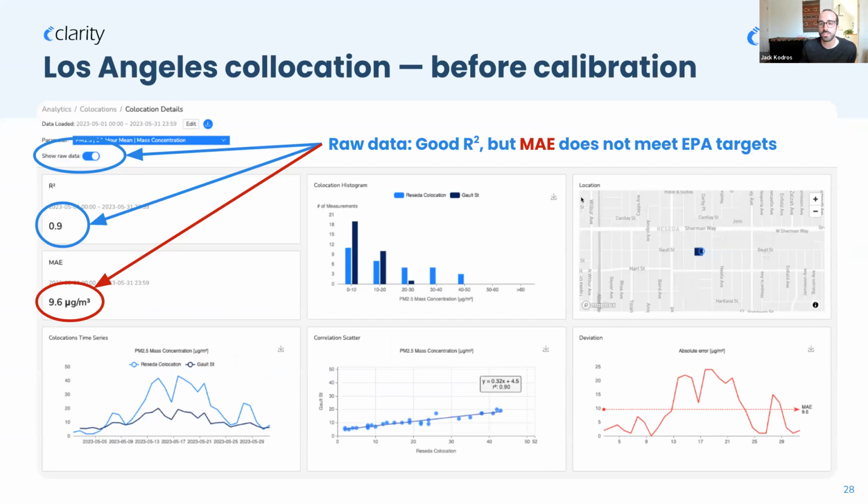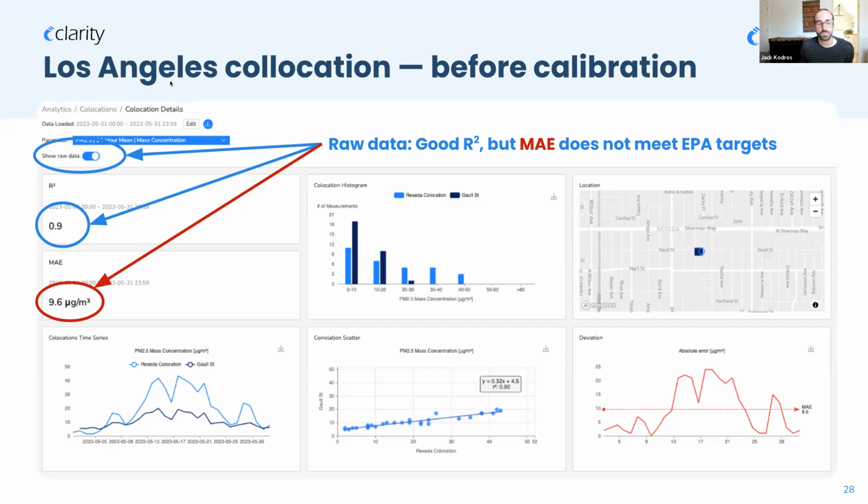So co-locations are extremely important, and we highlight them in their own section on the Clarity dashboard. This is something you can explore more in the homework. I'll step through all of these panels very briefly, but first to point out, we at Clarity have both the uncalibrated or raw data and the calibrated data, and we can take a look at how the calibration performed and how it improved the data.